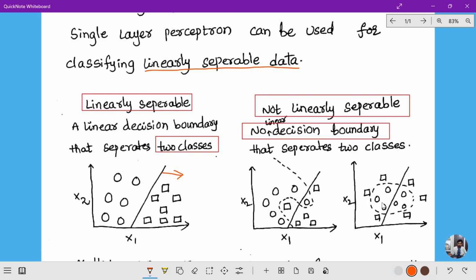But these two are examples of non-linearly separable data, because here in the upper part of the decision boundary, there is a square added in addition to the circles. In the lower part also, a circle is added among the squares. So this is not linear, we can say non-linear. Here also, there is a line, but it contains a combination of circles and squares, and the other side also contains a combination of circles and squares.